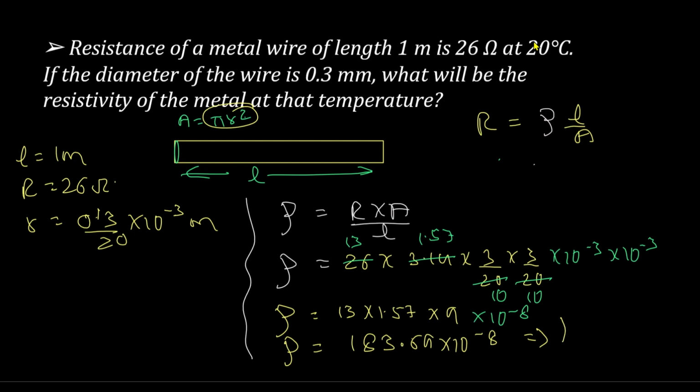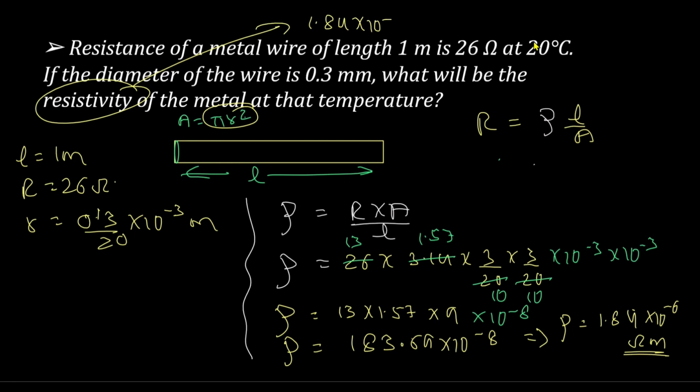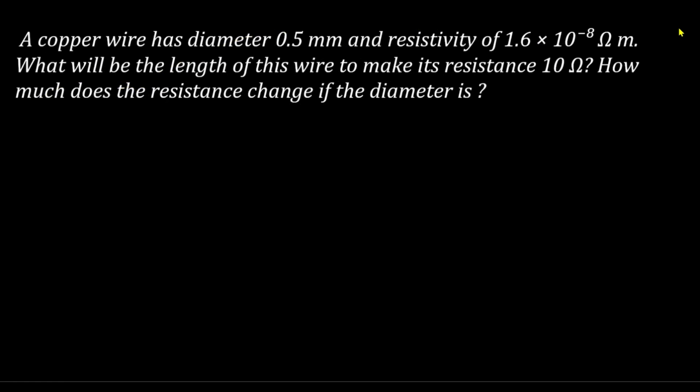So the resistivity will be 1.83, or I should write 84, right? Rounding this up to 2 decimal places, 10 raised to the power minus 6 ohm meter. So this is going to be the answer. The resistivity is what we have to calculate, and we got this as 1.84 into 10 raised to the power minus 6 ohm meter. That's how we'll do this question.